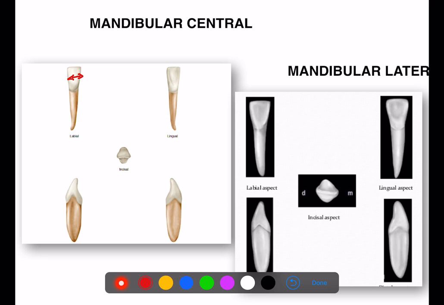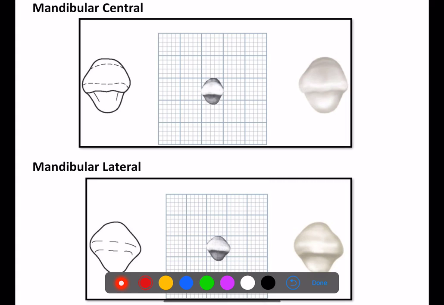And the mandibular lateral, when compared with the mandibular central, is larger in every dimension. The main difference you need to distinguish between the mandibular central and lateral is the incisal aspect. So this is the incisal aspect. Watch it closely. When you draw a line labiolingually on the incisal aspect, the mesiodistal line is exactly at a right angle to the line drawn labiolingually.